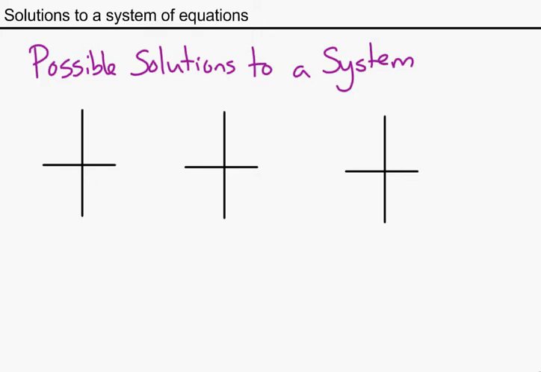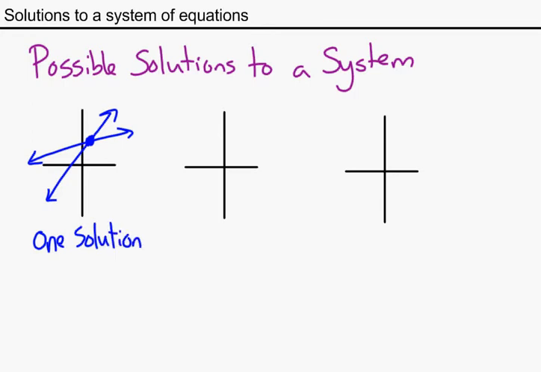When we look at the different possible solution types to a system of equations, it's easiest first to consider them graphically. For example, we can have two distinct lines that intersect at exactly one point, which gives us one solution to our system.